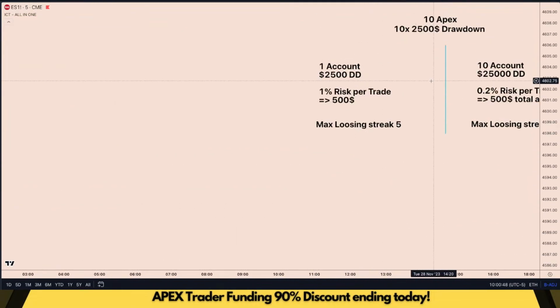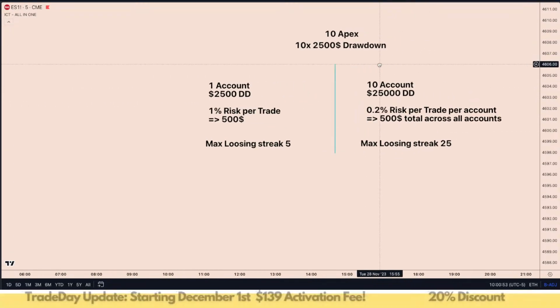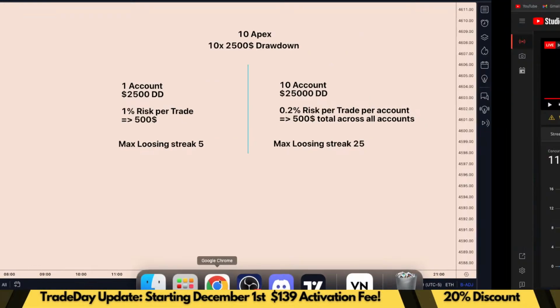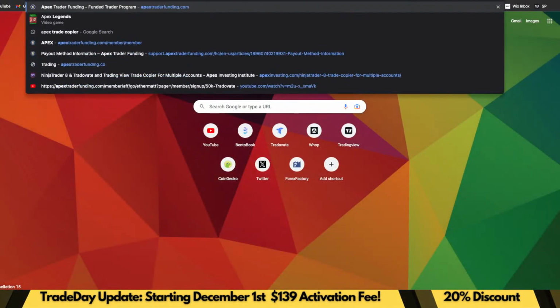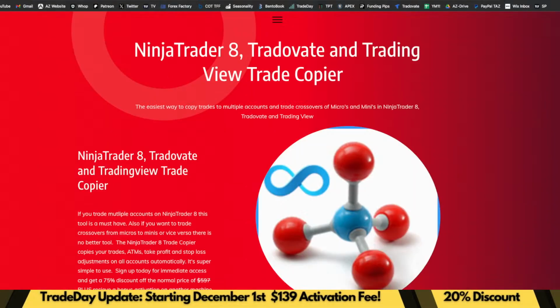So, in the new video, I talked a little bit more about it and went into depth. But yeah, the main concept is that if you use the Apex trade copier, and I just looked at that earlier, if you go to Apex, Ninja Trader 8, they pushed a new update for the Ninja Trader 8, Trader 8, and TradingView Trade Copier.